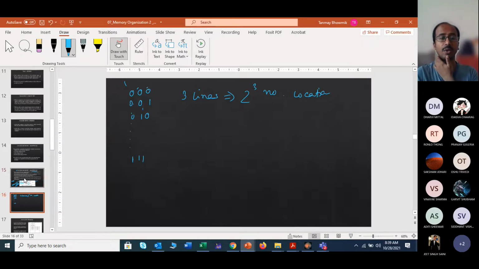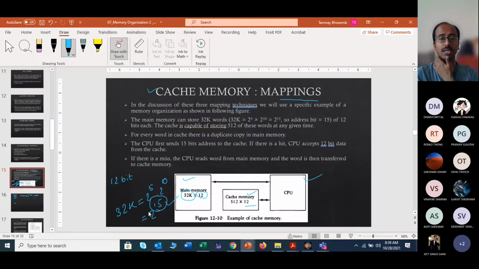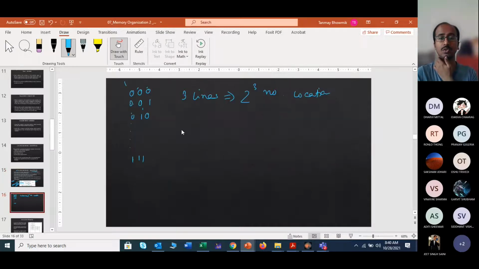Similarly, here when you get a total of 2 to the power 15 locations, how many lines will there be? It is 15, right? So for main memory, I can write that the number of address lines is 15. So you can write it here, 15 address lines.